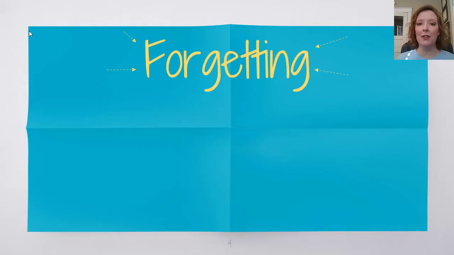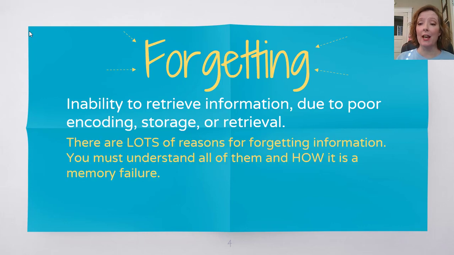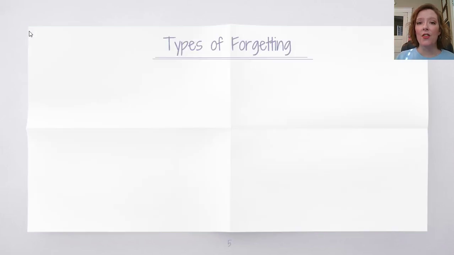So let's first start out by talking about what forgetting actually is. For our purposes, it is the inability to retrieve information due to poor encoding, storage, or retrieval. There are lots of reasons for forgetting information. You need to be able to understand all of them as well as how each are a memory failure. There are three types of forgetting.